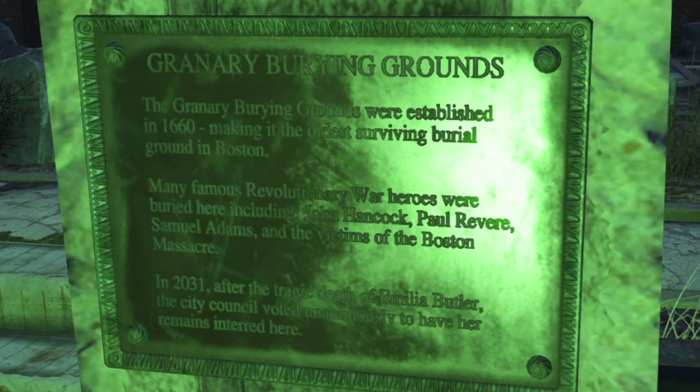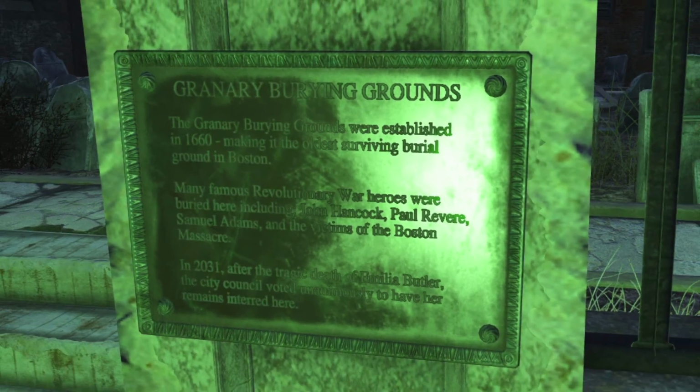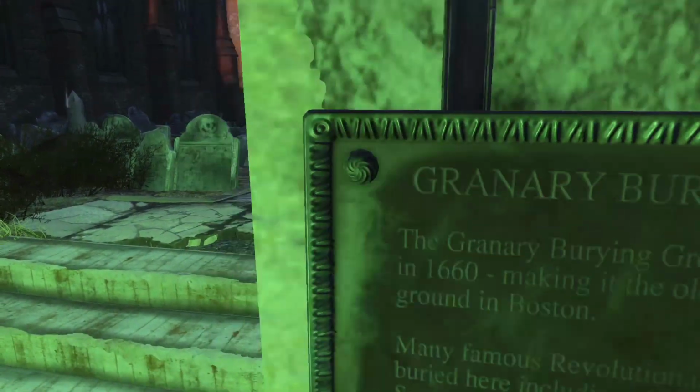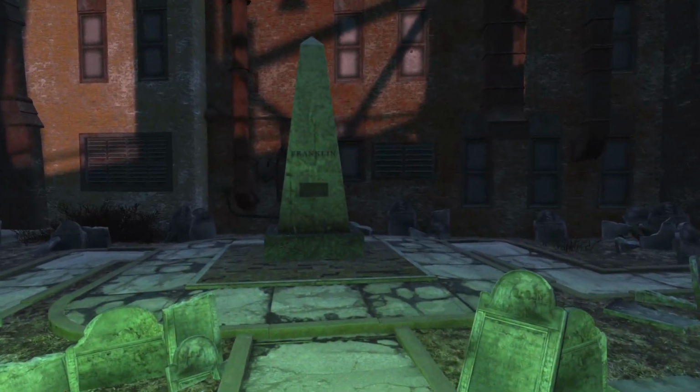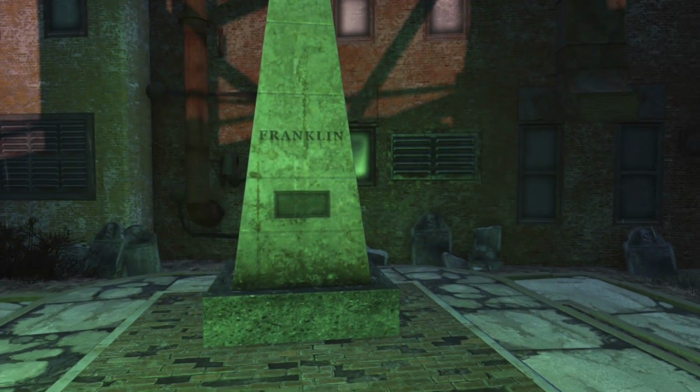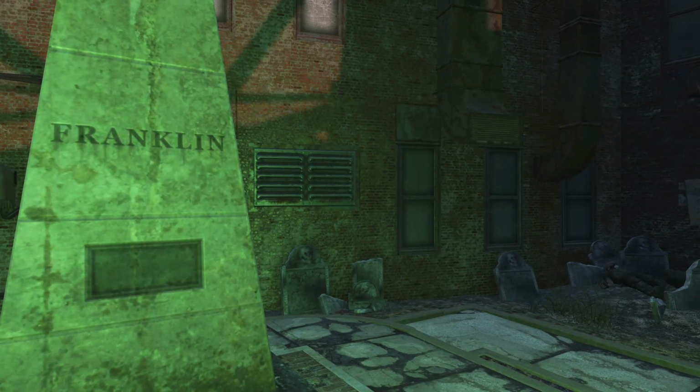Many famous Revolutionary War heroes were buried here, including John Hancock, Paul Revere, Samuel Adams, and the victims of the Boston Massacre. In 2031, after the tragic death of Amelia Butler, the city council voted unanimously to have her remains interred here. So clearly this notes events from the future, from our future still, 2031, which is far back in the past of Fallout 4. So this exact language would not exist in our real world.